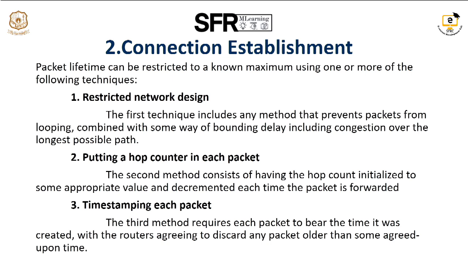The second method, putting a hop counter in each packet, consists of having the hop count initialized to some appropriate value and decremented each time the packet is forwarded. The network protocol simply discards any packets whose hop counters become 0. The third method, timestamping each packet, requires each packet to bear the time it was created, with the routers agreeing to discard any packet older than some agreed upon time. This method requires the router clocks to be synchronized, which itself is a non-trivial task, and in practice a hop counter is a close enough approximation to age.